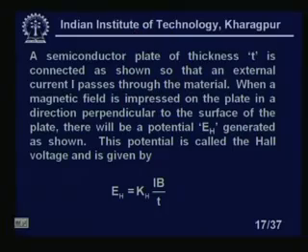Various types of Hall effect sensors are also used. Moreover, suppose this I is constant, and I can vary B. Then I can use this Hall effect voltage E H as a proximity sensor. Clear? How? Let us look at it.